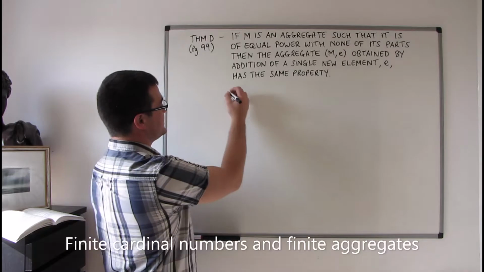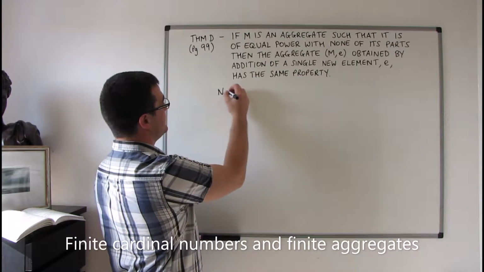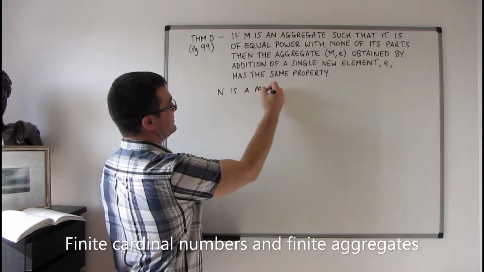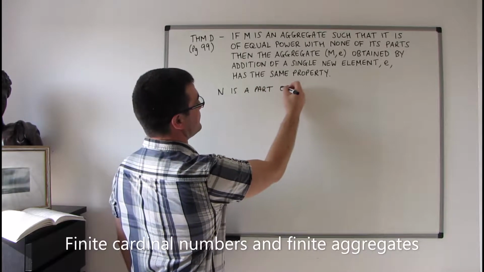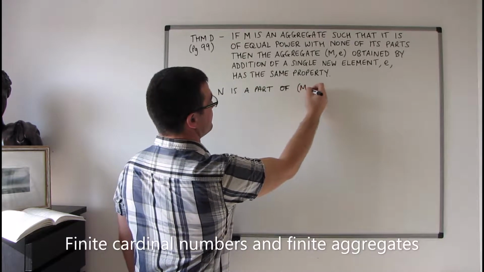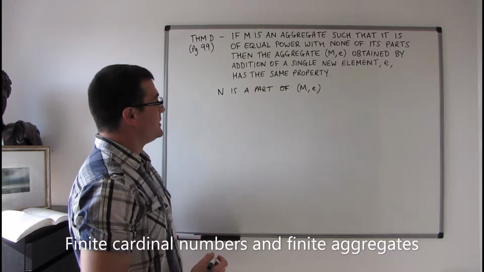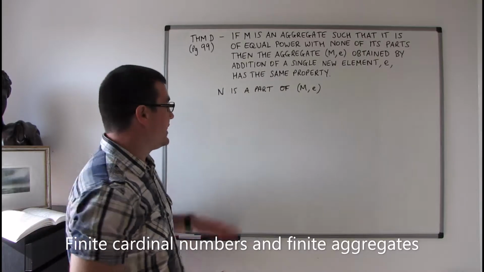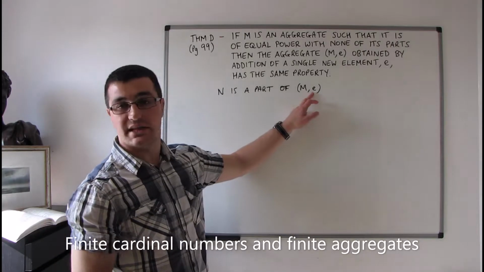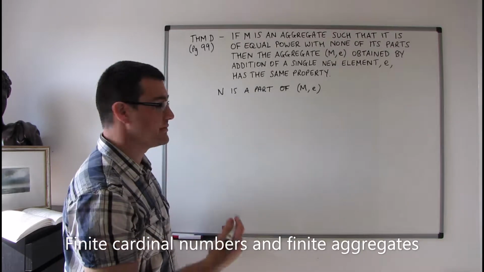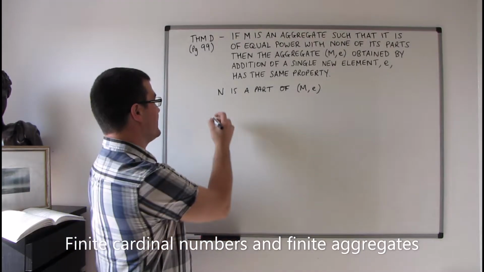So suppose that N is a part of ME. We get two possible cases here. Either N contains the element E, or N does not contain the element E. We're going to consider these two cases separately.